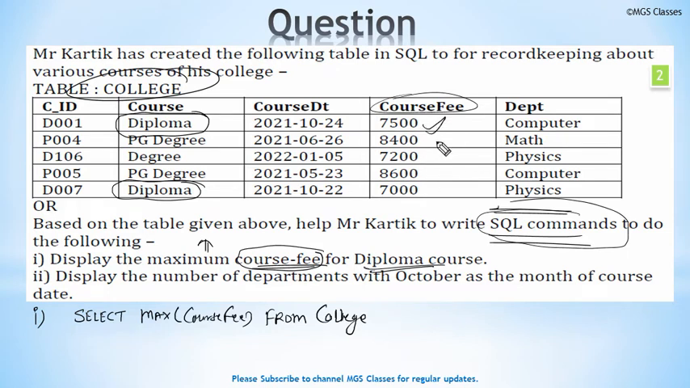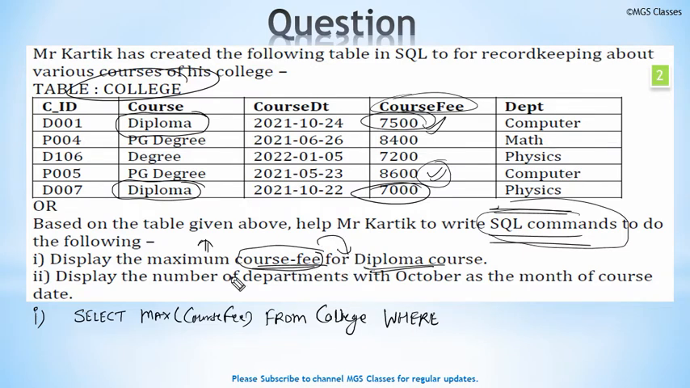Okay, so you're being asked to write the query that will display the maximum of the course fee in the diploma course only. So 7500 should come as the output. So you need to put a where condition here, because if you apply this query directly, it will print the maximum among all these course fees. If you do not write the where condition, the output will be 8600. That is not asked in the question.